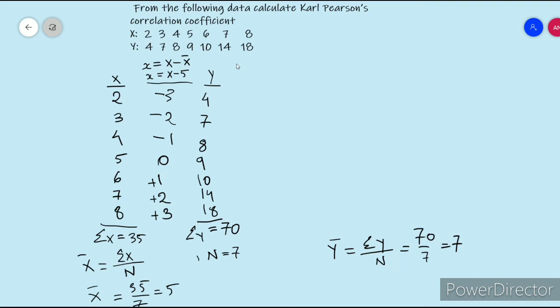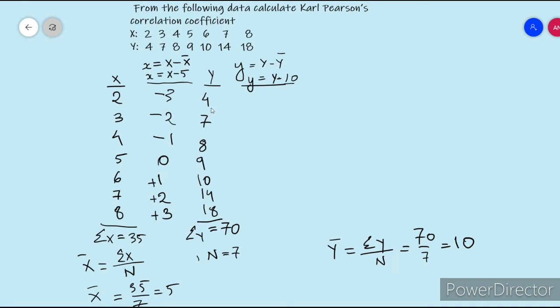So a small y, which represents the deviation of the y values from the mean, is y minus 7. So these are your y values. Oh, sorry, this should be 10. My mistake. This is 10. Sorry about that. Careless mistake. So y minus 10. So these are your y values.